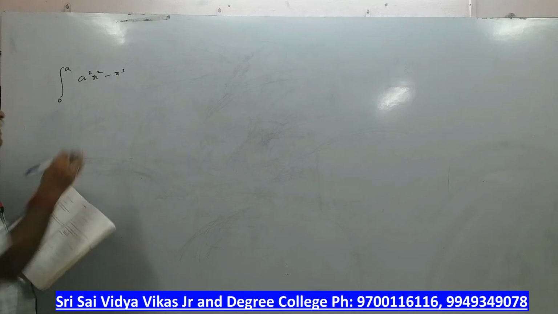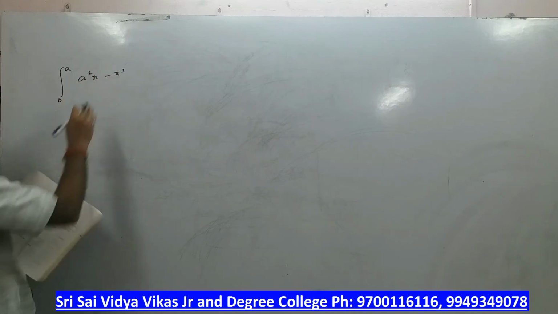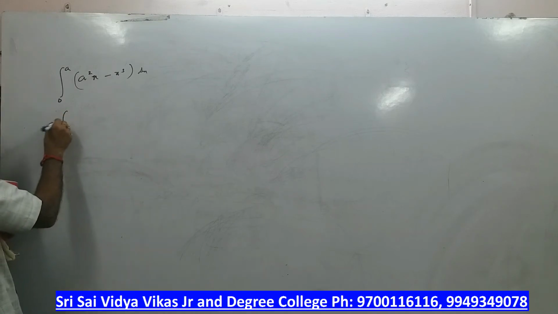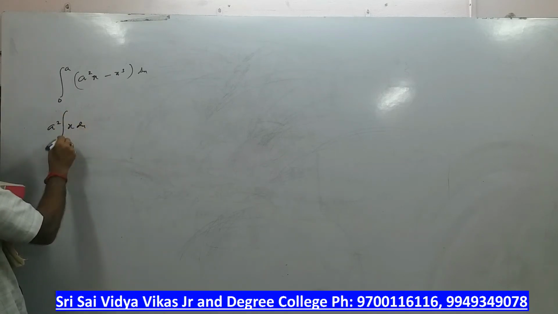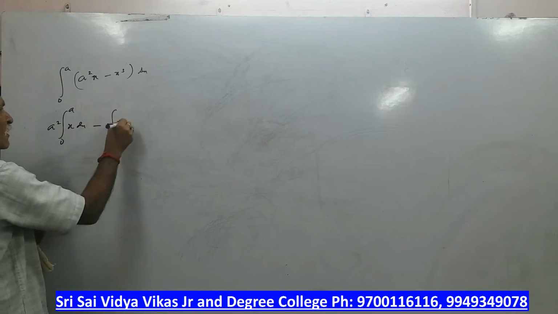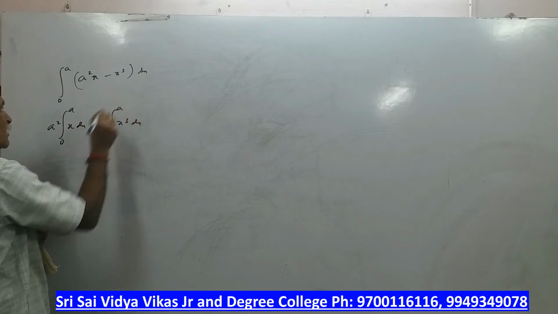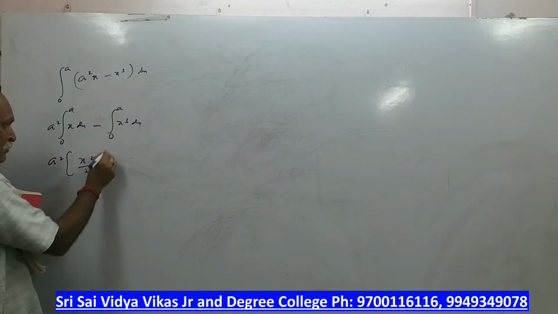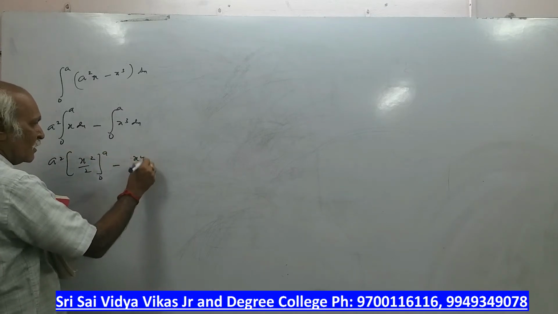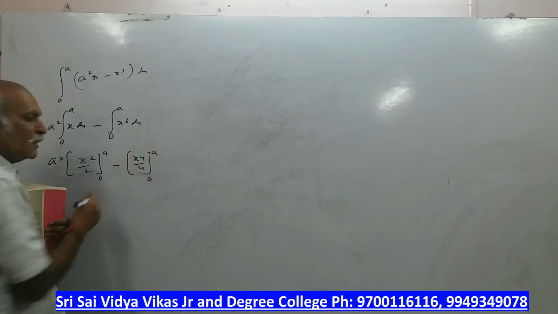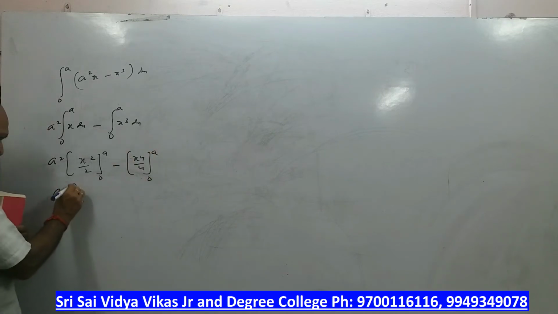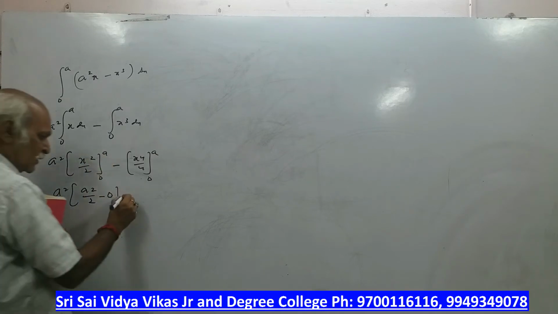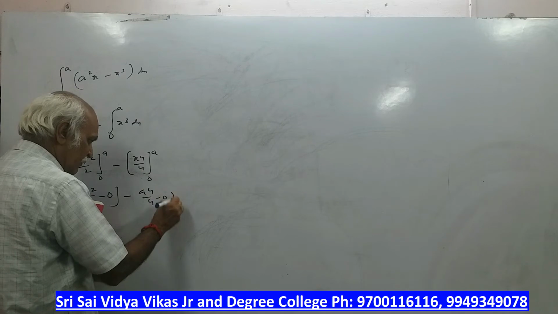A square x minus x cube dx. So first we'll write integral of a square x dx from 0 to a, minus integral of x cube dx from 0 to a. So a square upon integration, x square by 2 from 0 to a, minus x power 4 by 4 from 0 to a. So this becomes a square into a square by 2 minus 0, upper limit minus lower limit, minus a power 4 by 4 minus 0.